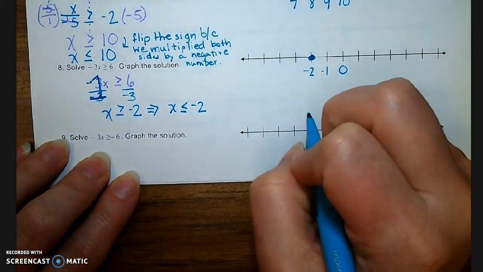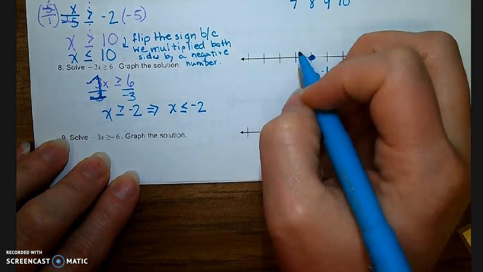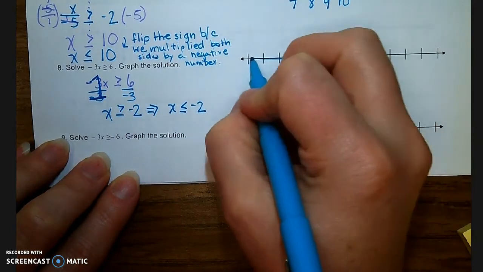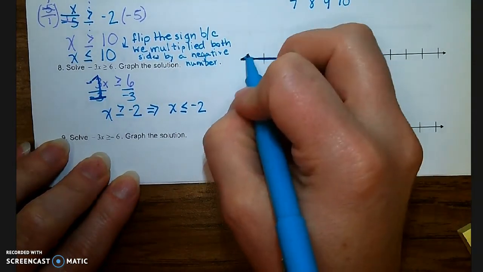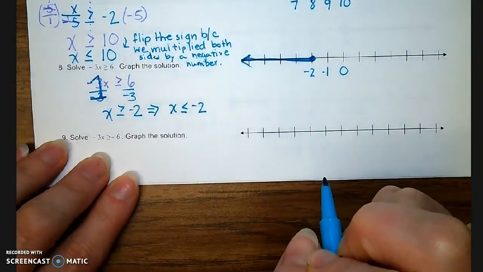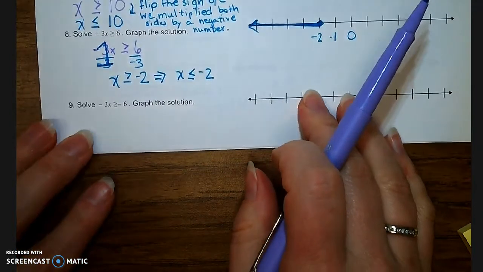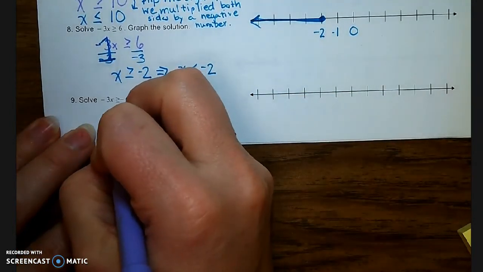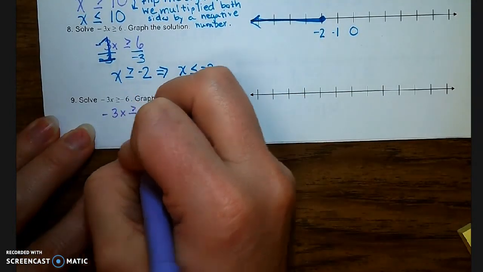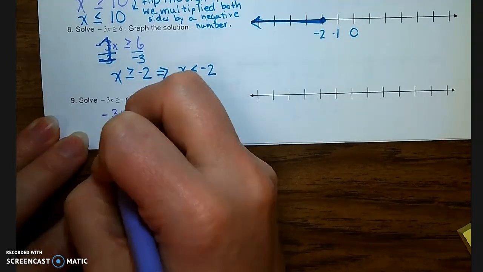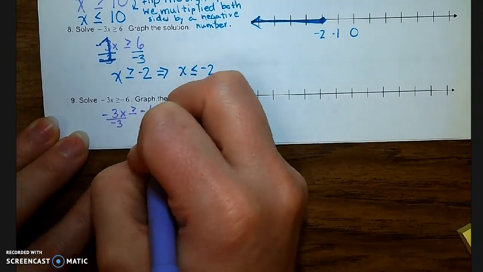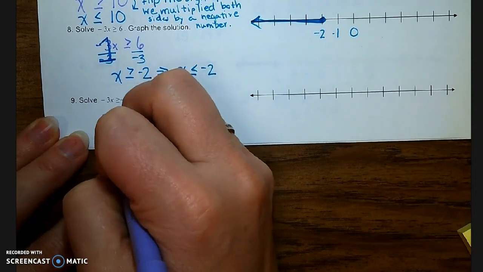Closed circle again because we have that less than or equal to sign there. I want to include negative 2 as a possible answer. Our last problem there, negative 3x is greater than or equal to negative 6. I'm going to divide by negative 3.